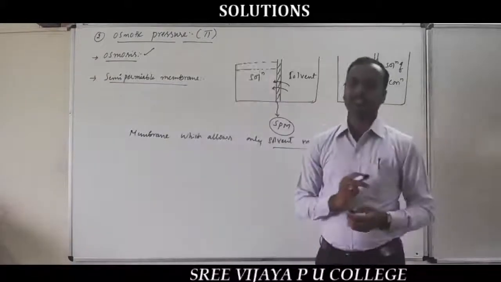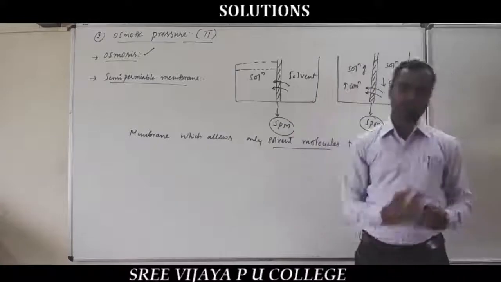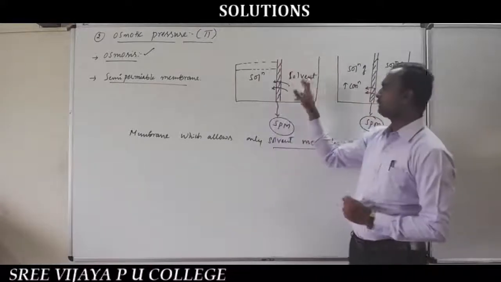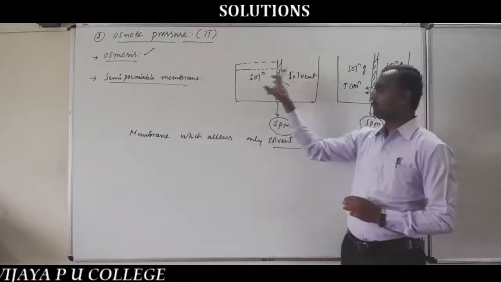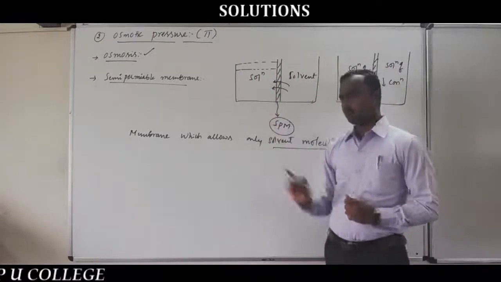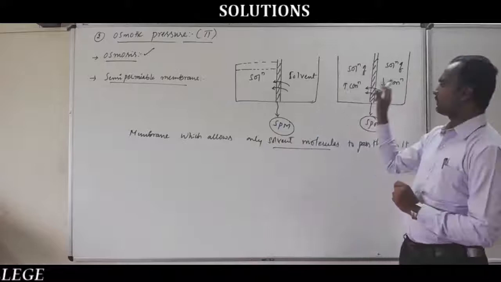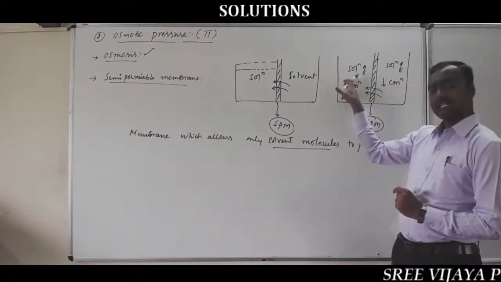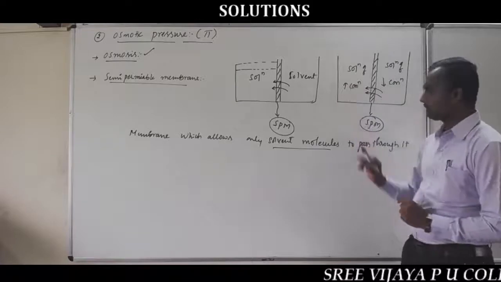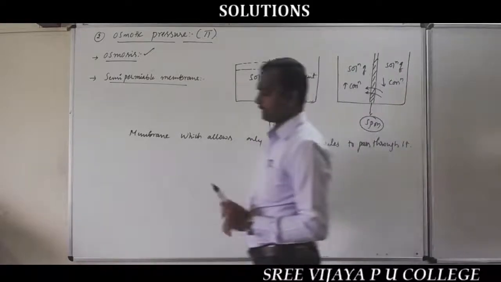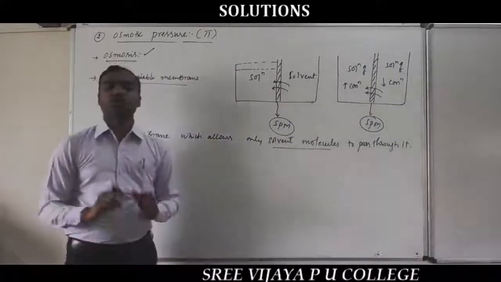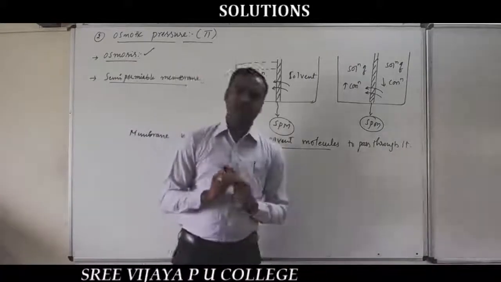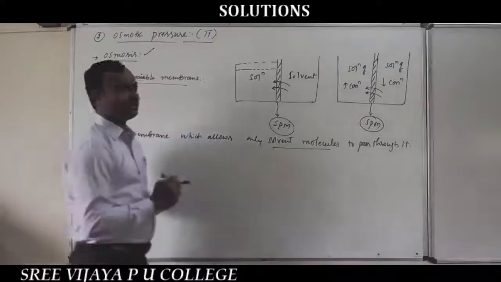What is meant by semi-permeable membrane and what is meant by osmosis? I will repeat once again. Osmosis is the process of movement of solvent molecules from solvent to solution through a semi-permeable membrane, or the process of movement of solvent molecules from the solution of lower concentration to the solution of higher concentration through a semi-permeable membrane. That is called osmosis. The membrane which allows only solvent molecules to pass through it but not solute particles is called a semi-permeable membrane.